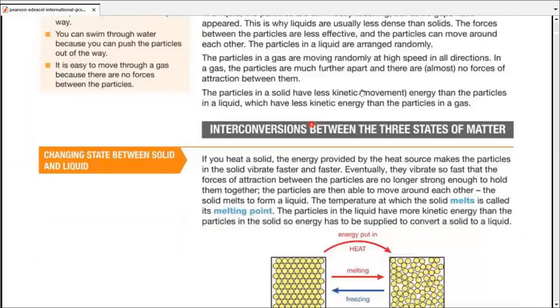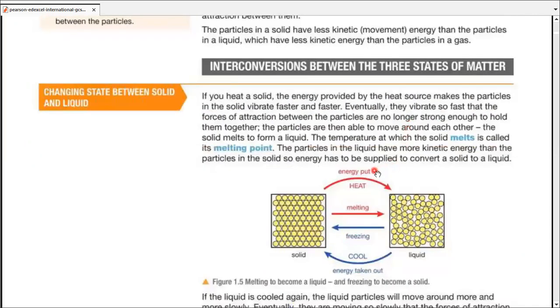That's the difference. The particles in the solid have less kinetic energy, or they have less movements than the particles in the liquid, which in turn have lesser kinetic energy than the particles in the gas. So the particles in the gas have most kinetic energy. Now, the word kinetic means that they have energy due to motion. Now, as gas particles are moving a lot, they have the maximum kinetic energy in them.